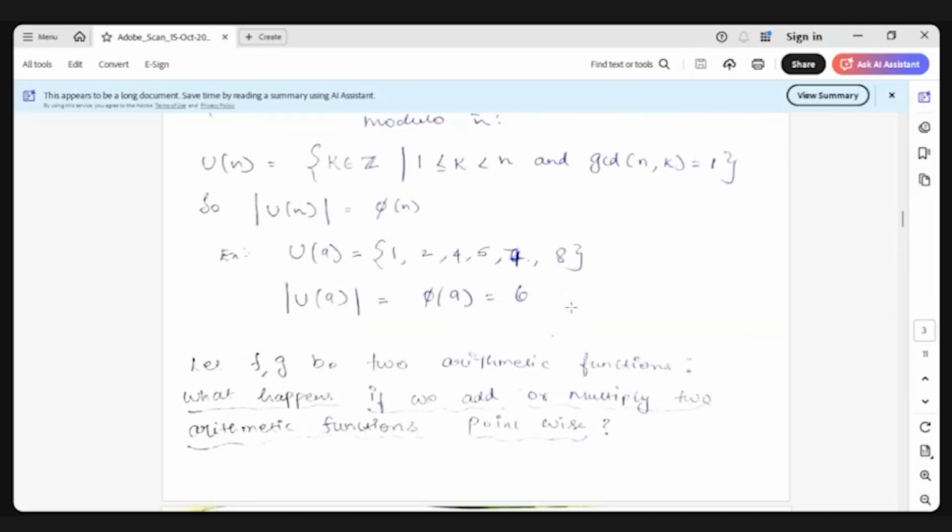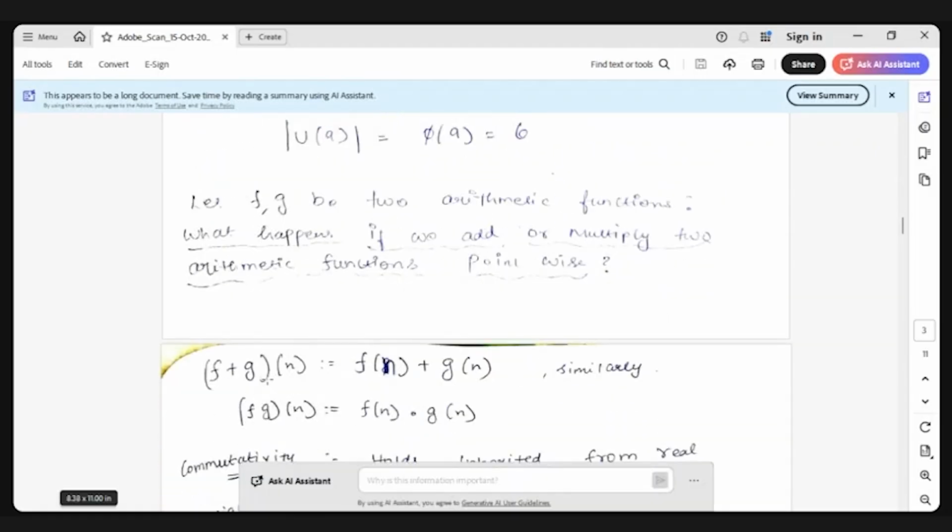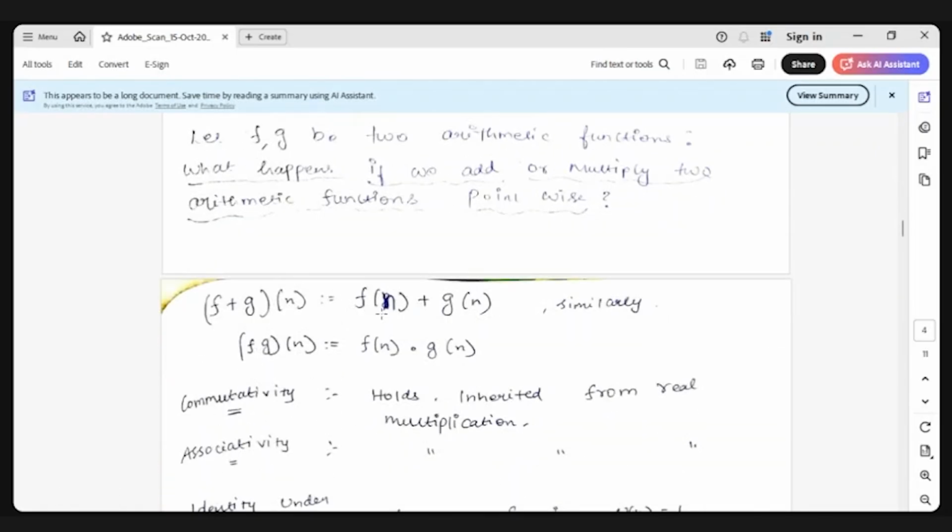Now let f and g be two arithmetic functions. What happens if we add or multiply two arithmetic functions pointwise? This is a very intuitive map that we are going to define. f plus g of n equals f of n plus g of n. Similarly, f g of n equals f of n times g of n. This is the intuitive way of how we define addition and multiplication pointwise.